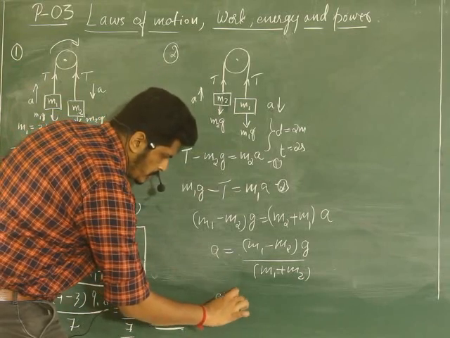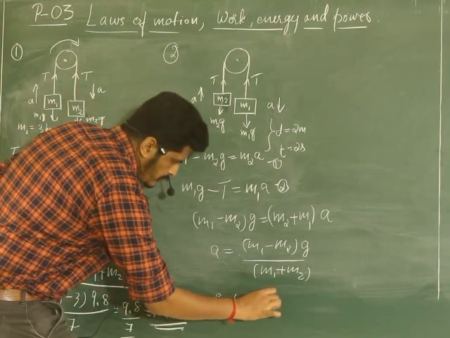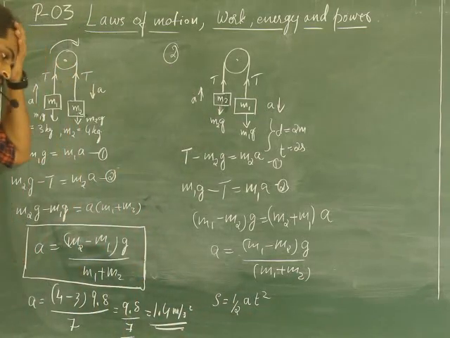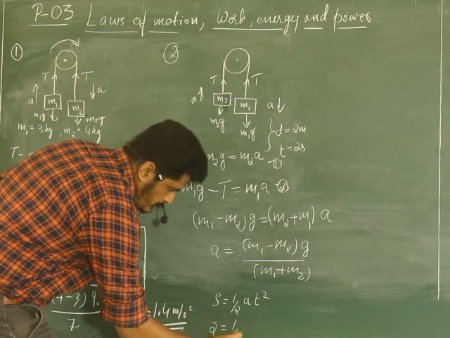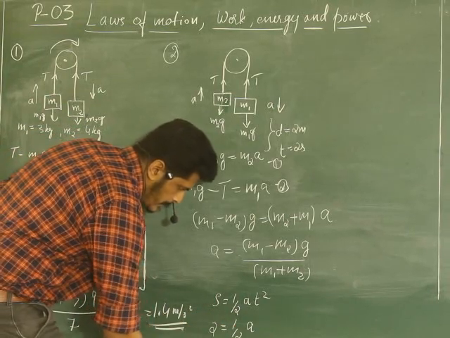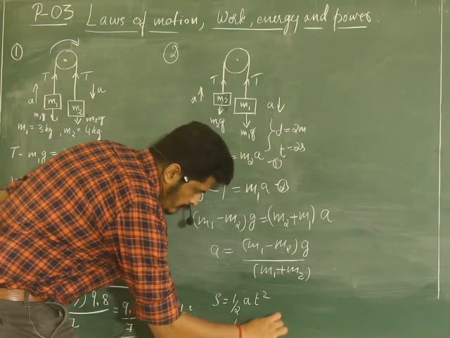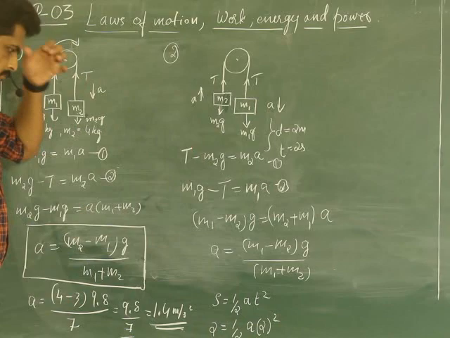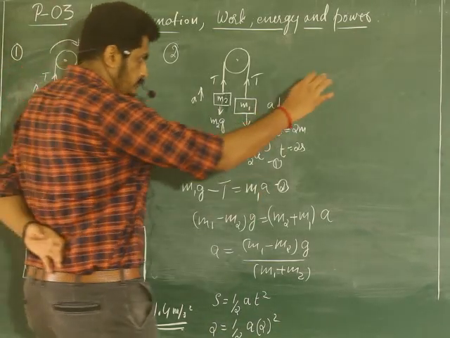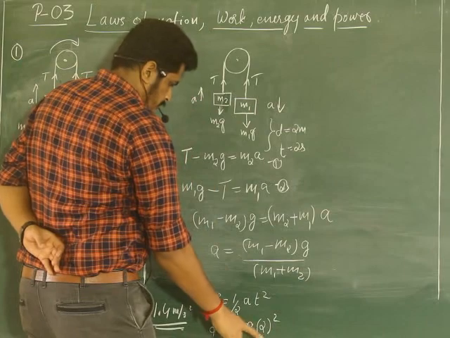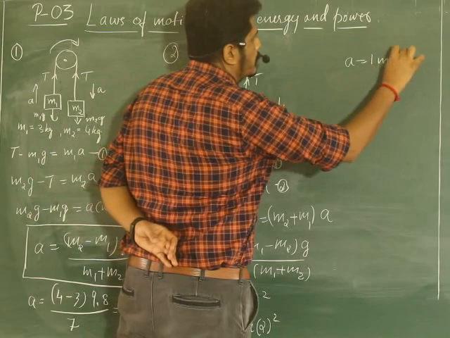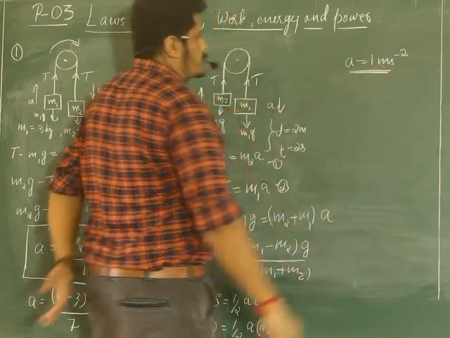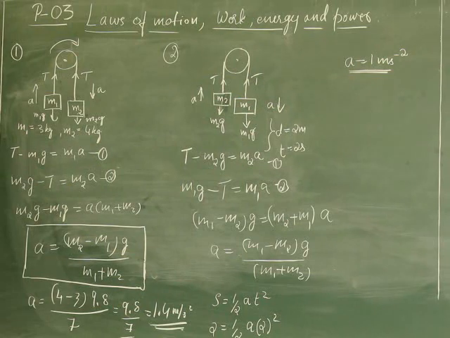S is equal to half AT square, okay. Yes, we know how much that is? Distance 2, half into A we don't know, we are supposed to find out. Time is also mentioned, time is 2 square, correct? So I will continue here. This becomes A is equal to 1 meter per second square. Hope it is clear for you people. So the acceleration you get is 1 meter per second square.